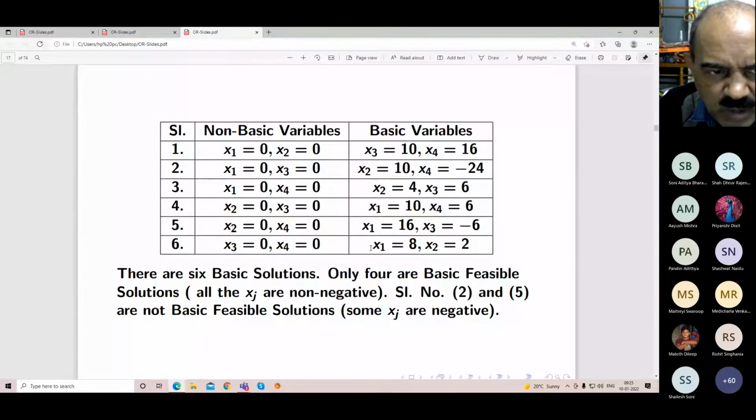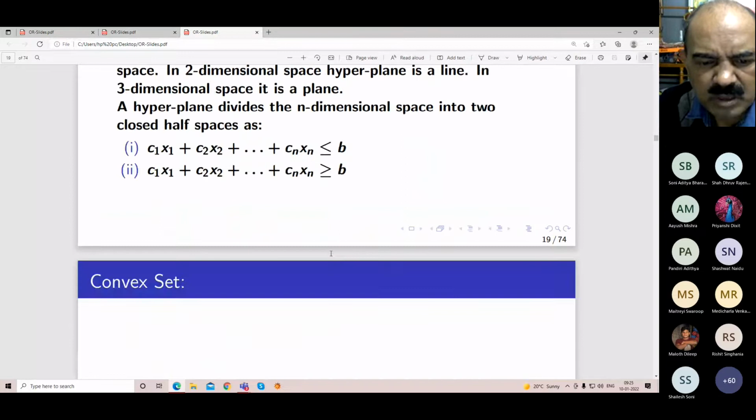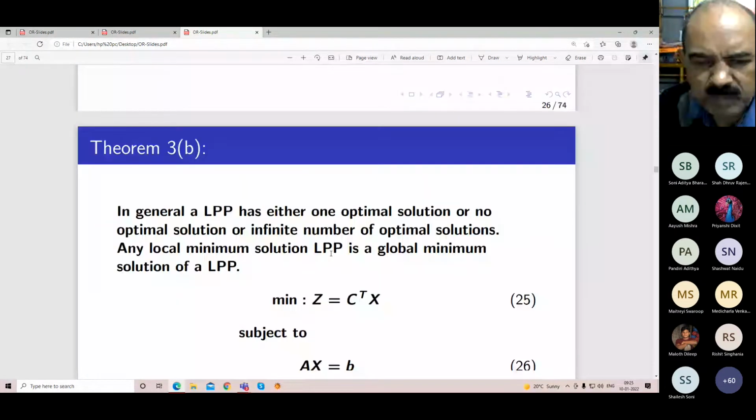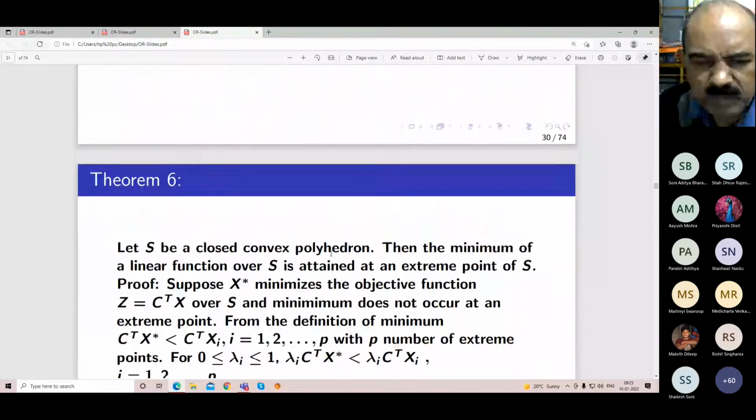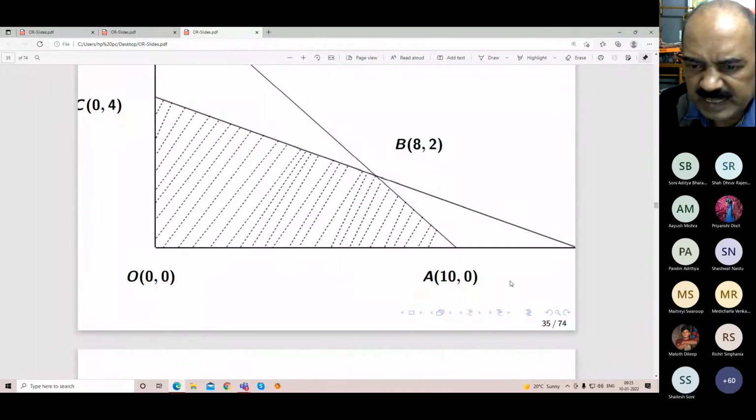Serial number 1 is the origin. Serial number 3 is the extreme point C. Serial number 4 is extreme point A. The last one, serial number 6, is extreme point B. As you observe, these 4 basic feasible solutions are nothing but the 4 different extreme points: one is 0, 0, another is 10, 0, another is 8, 2, another is 0, 4. So these are the 4 extreme points.